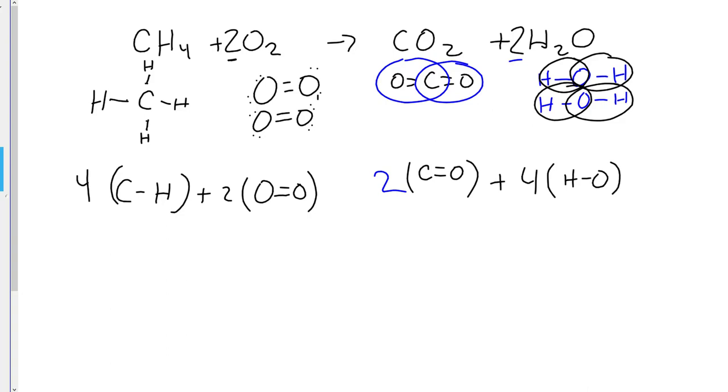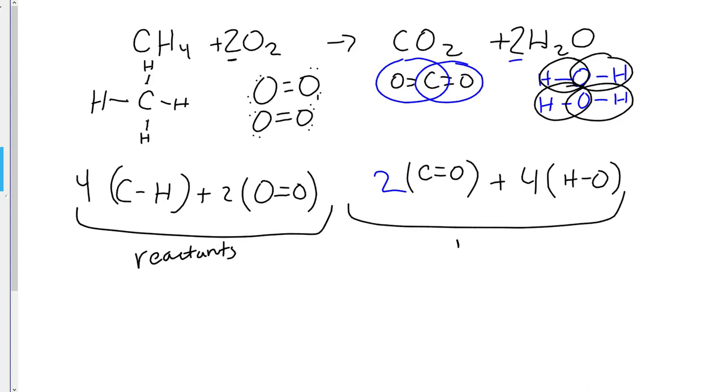Now, over here are my reactants. So these bonds are being broken. And over here are my products. So these are being formed, which means the products are going to be negative. So I'm going to put brackets on these and say this whole thing is negative. I'll just put brackets over here for good measure. Now all I have to do is go back to the table, pull those numbers, and plug them in.